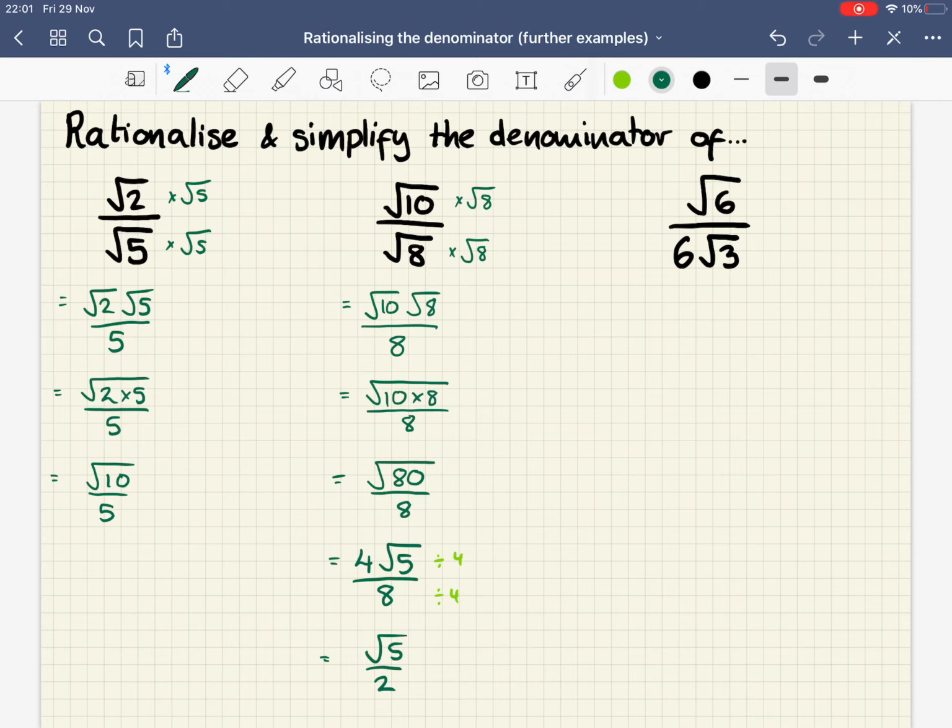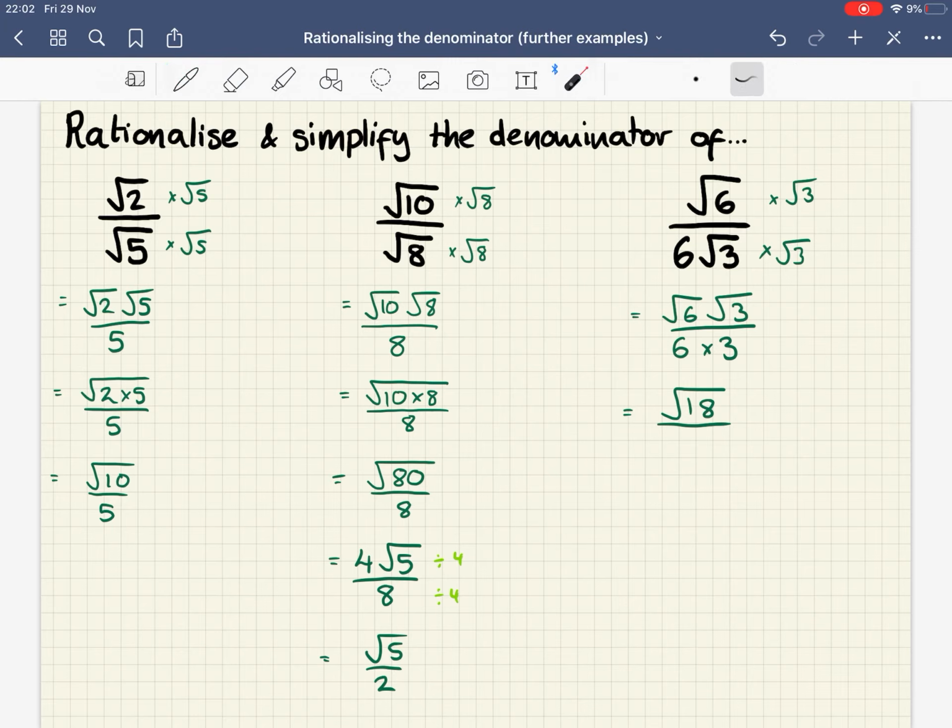And then our last example, so we've got root 6 over 6 root 3. Now remember, we multiply by only the surd that's on the bottom. So I've now got root 6 root 3 over 6 times 3. So root 6 times root 3, well, that's just going to be root 18. So I'm just skipping a step there. I'm getting a bit more confident. I know I'm just multiplying the two numbers under the surds together. And that's going to be over 18.